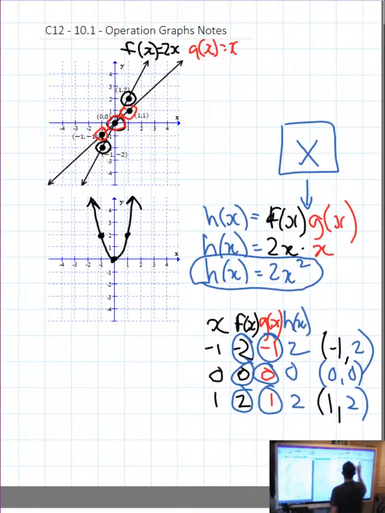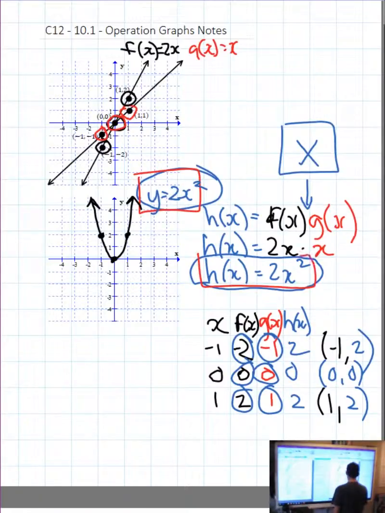And from grade 11, we should be familiar with what that parabola looks like, with a little bit of transformations, a little bit of a vertical expansion, and that equation is y equals 2x squared, or h of x equals 2x squared. Notice it's the same formula that we got by multiplying them together. So either actually multiplying the functions together if we're given the functions, or looking at the graph and adding or subtracting or multiplying or dividing the y values.